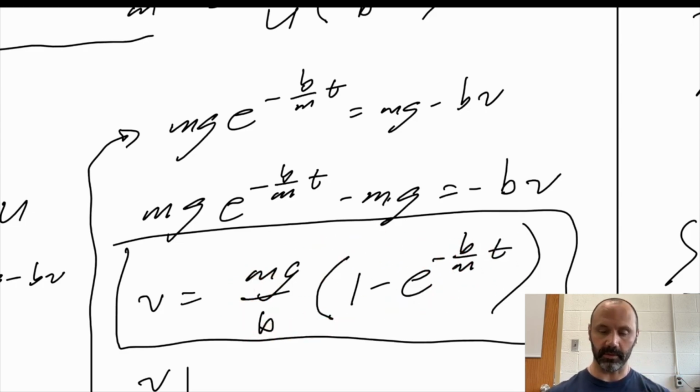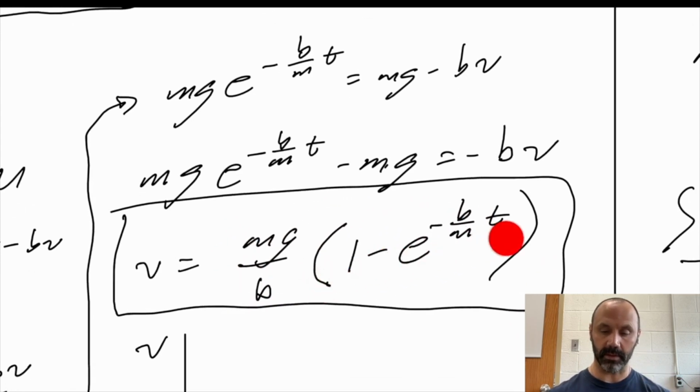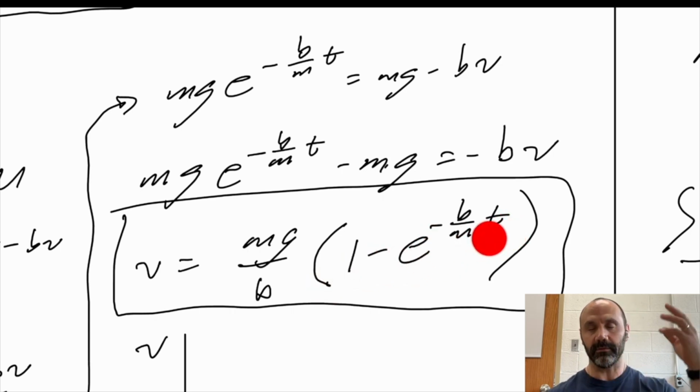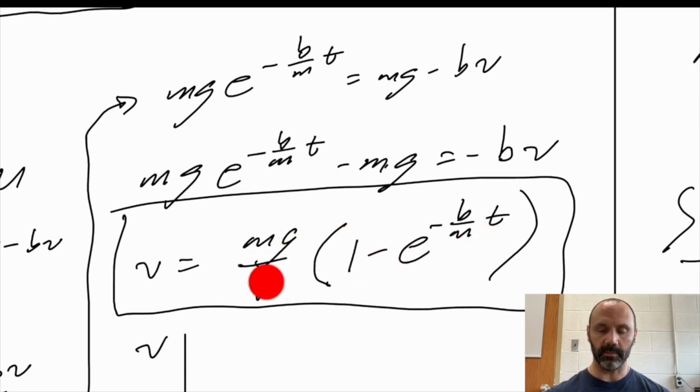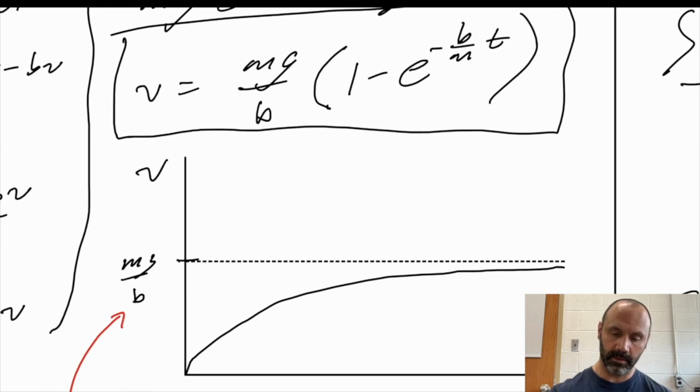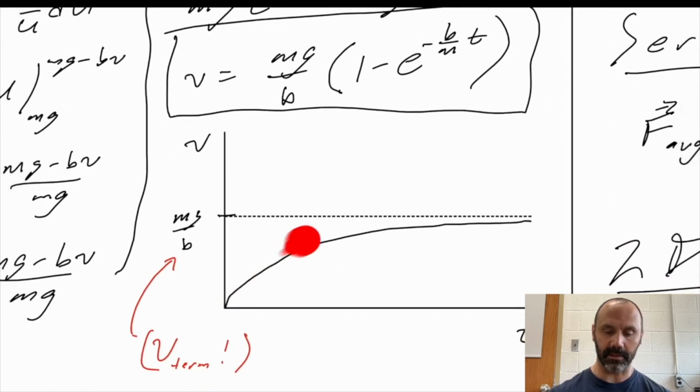What does the function for this look like? Well, after a long time, if t is very, very large, e to the negative very large number is like 1 over e to the infinity, then this is just 1 times mg over b. And so it's asymptotically approaching mg over b. By the way, that's what we came up with for terminal velocity earlier. Starts at 0, goes there.